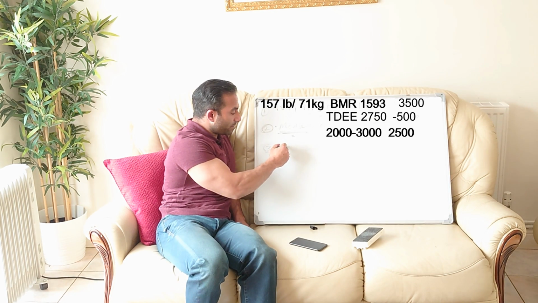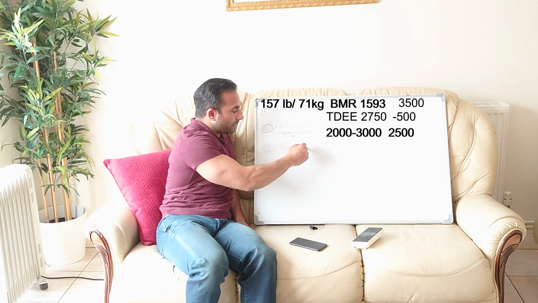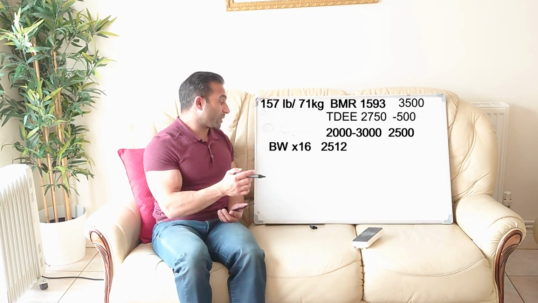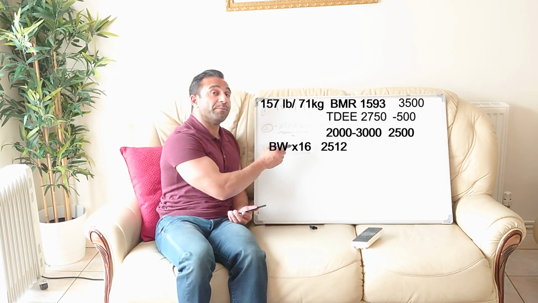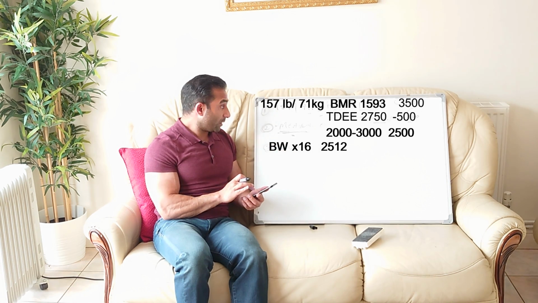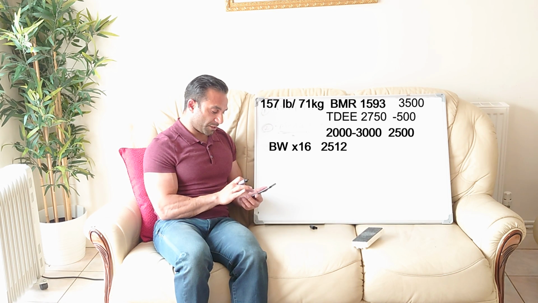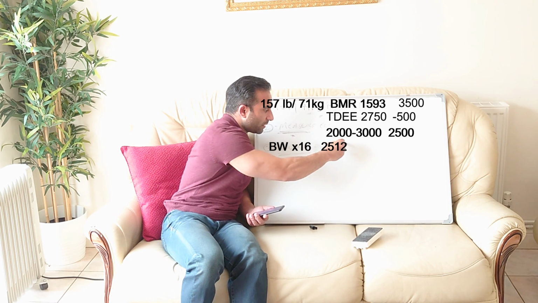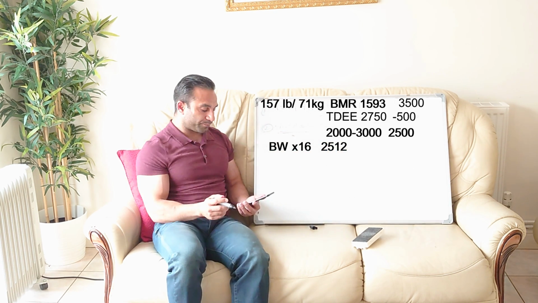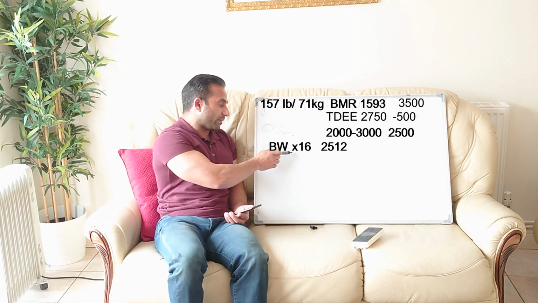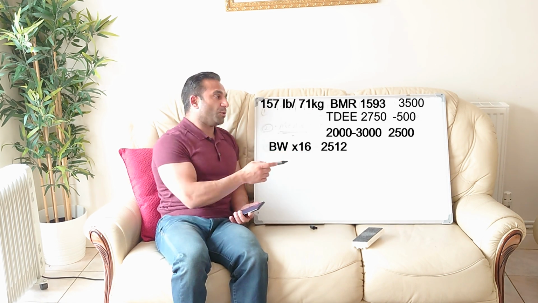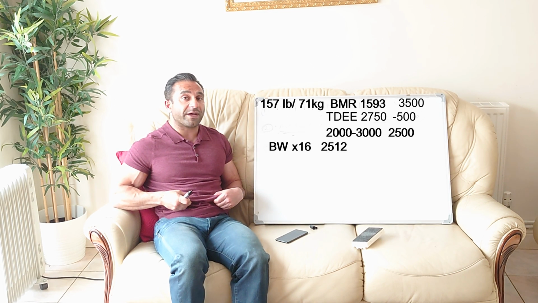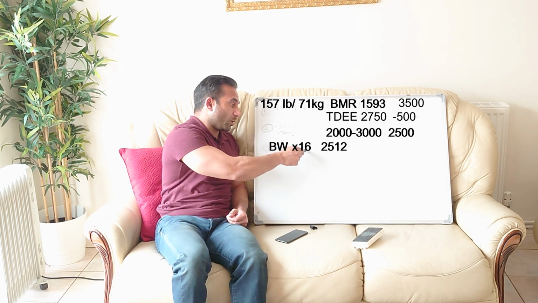You just get your body weight and you multiply it by 16. And that gives you your maintenance calories. So again, I'll use myself as an example. So body weight in pounds, 157 times 16, and that gives me 2,512 calories. Okay, that's a pretty decent method. But with this method, you have to be in reasonable shape. So me, I'm not holding a lot of body fat at the moment, so this will work.